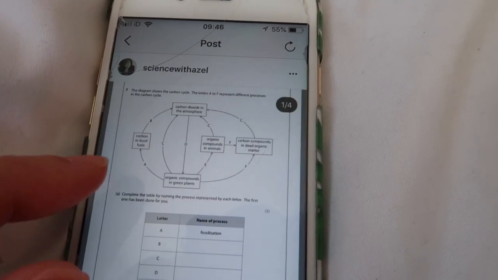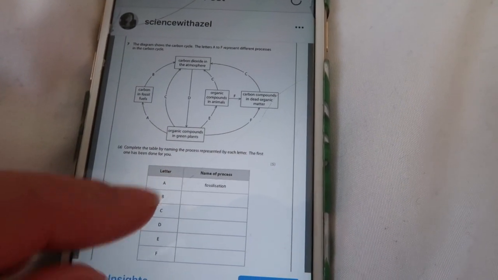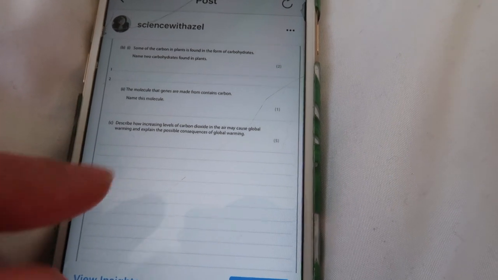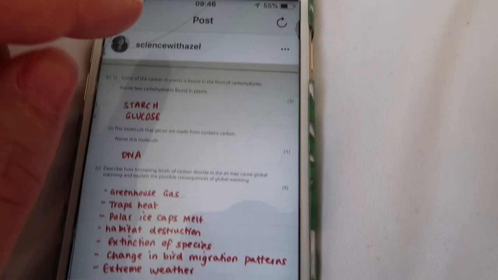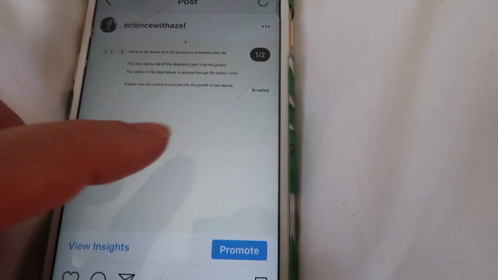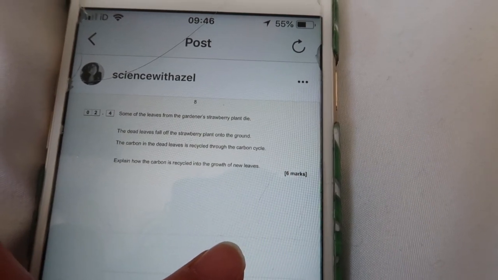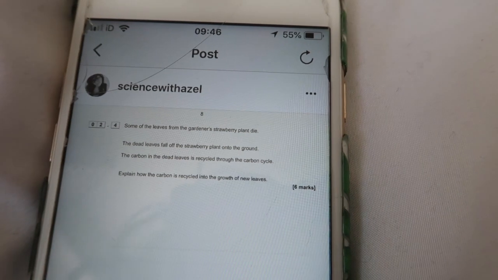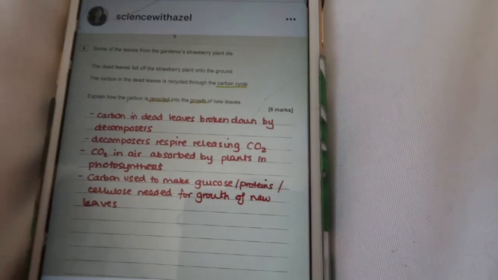So here we can see IGCSE Edexcel carbon cycle. What I've done is I've uploaded a question on the carbon cycle, which you guys would have a go at, and then I've provided the perfect answer if you keep swiping right. So that was IGCSE Edexcel. AQA people, here's a version for you, which was explain how carbon is recycled, and I can't even read that. Explain how the carbon is recycled into the growth of new leaves, and there's your full marks there.